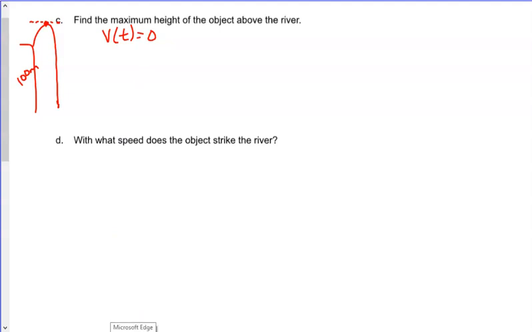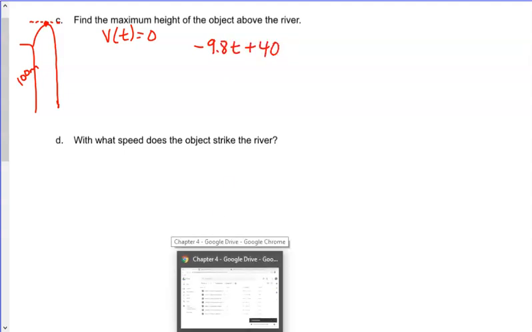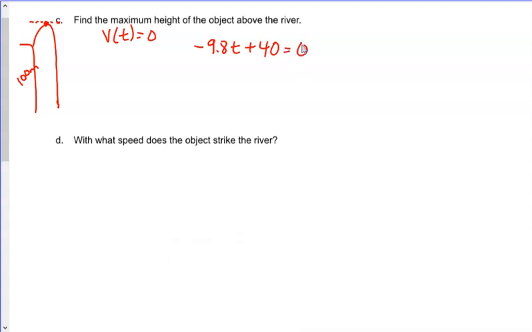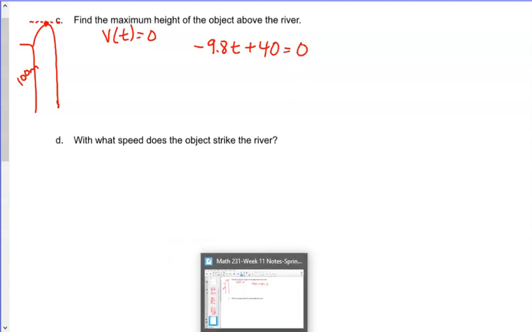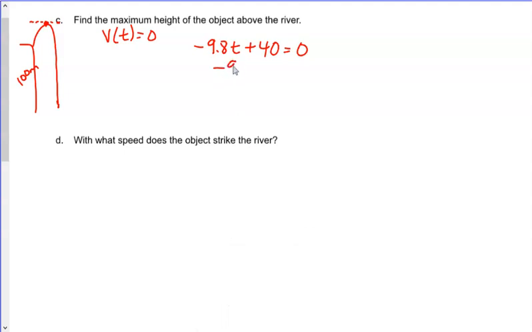So I'm going to go back to part A on the reverse side and remember that negative 9.8t plus 40 was my velocity function, and I'm going to set that equal to 0 and solve for t to help me out. So I get negative 9.8t equals negative 40, and when I divide by negative 9.8, you do get a decimal of approximately 4.08 seconds. So that's when the maximum height occurs.